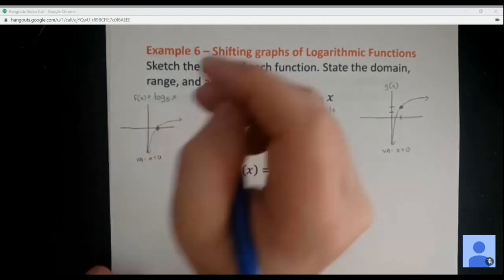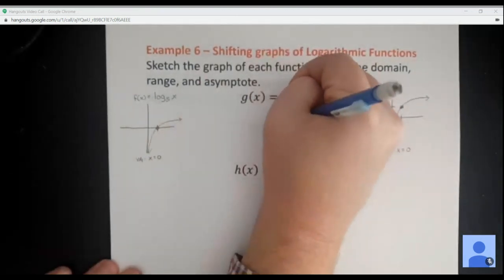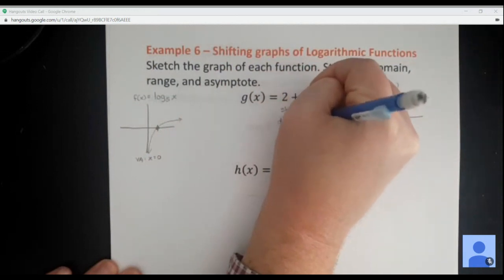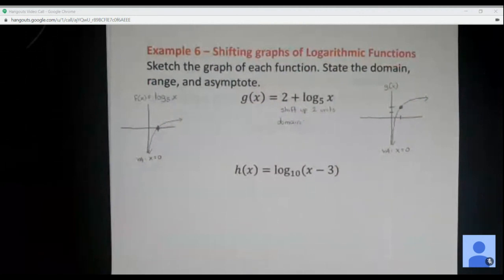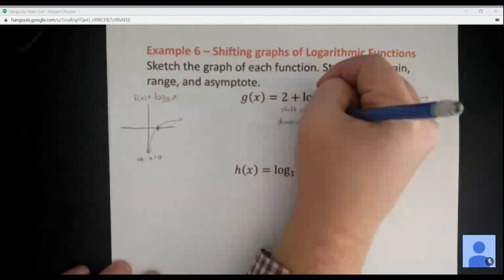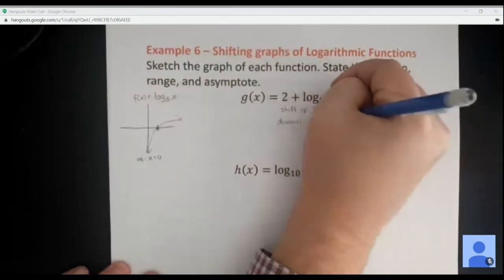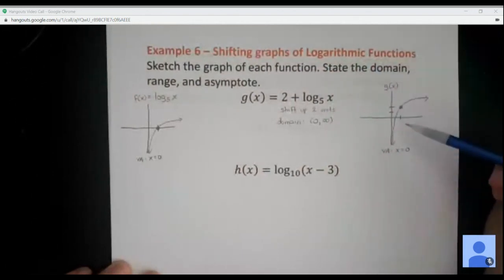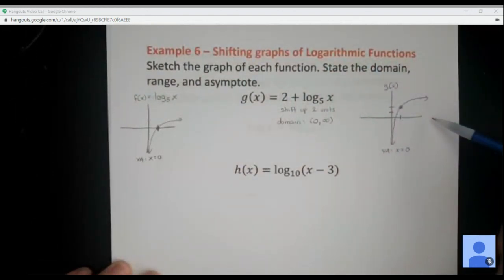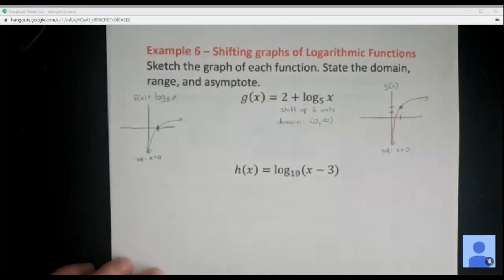Okay, let's talk about domain and range. So what's the domain for that function going to be now? Good, right? So this is going to go from 0 to infinity. And again, we're not including the 0 because there is an asymptote there, but all of our x values are going to be in the positives. So we're going from 0 to positive infinity.